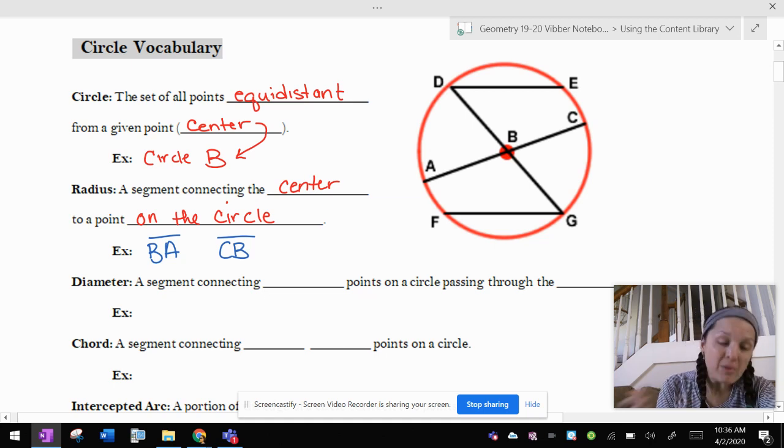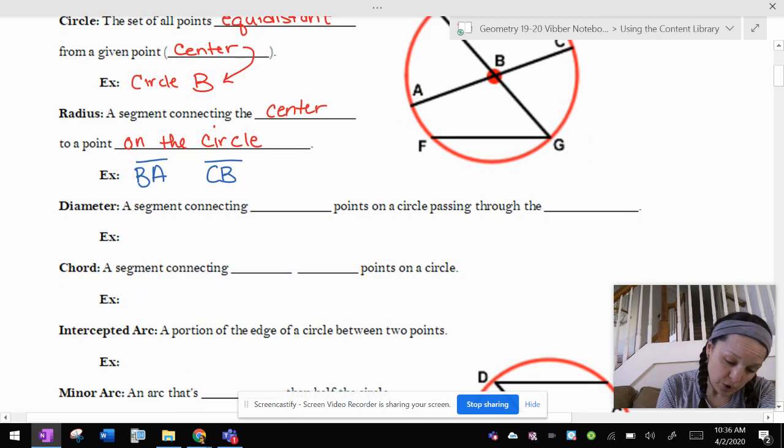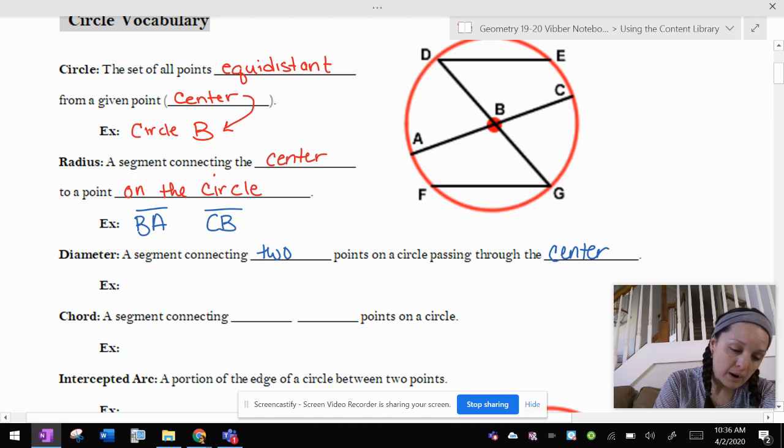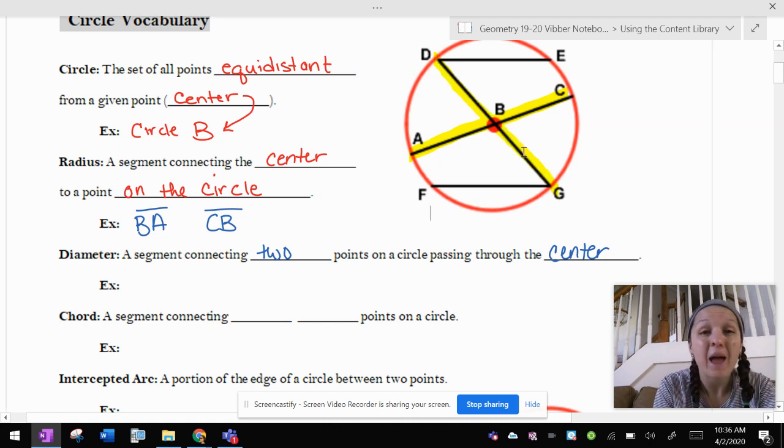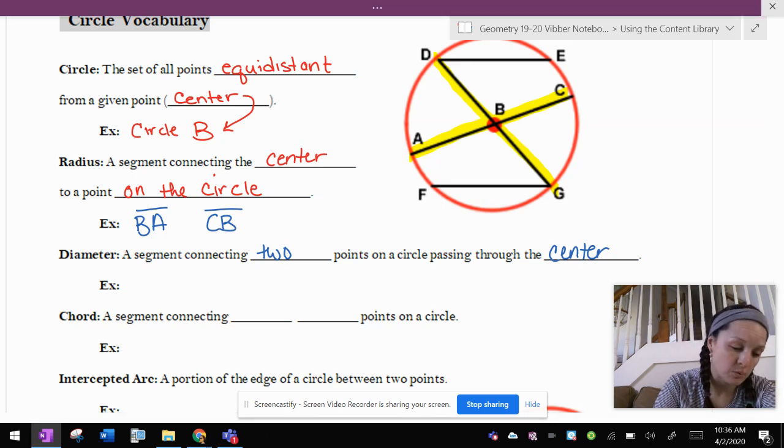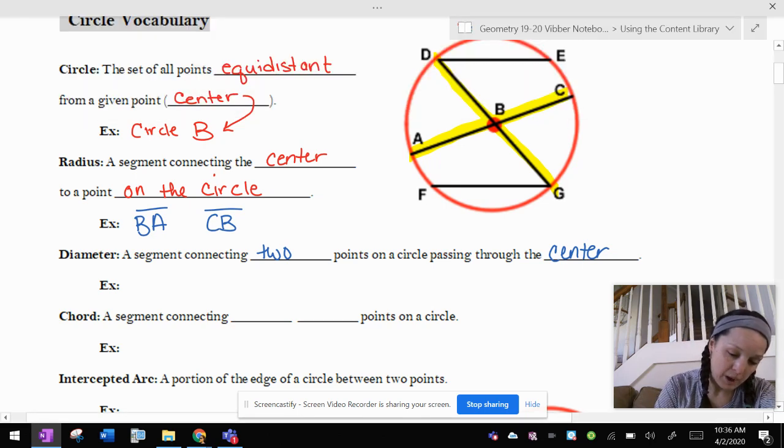A diameter, again, you should know what a diameter is, but be careful that you know the specifics. A diameter connects 2 points on a circle, and it passes through the center. So if I want to draw in a diameter, AC would be a diameter, and DG would be a diameter. What's not a diameter would be FG, because FG doesn't pass through the center. So make sure your diameters pass through the center, such as AC or DG.